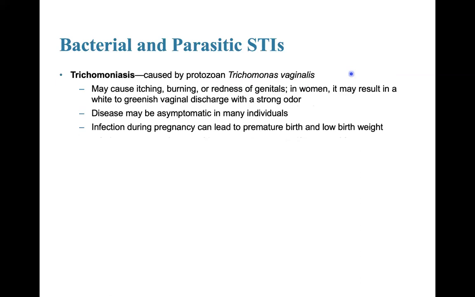Trichomoniasis is caused by a protozoan referred to as T. vaginalis or T-vag. This will cause itching, burning, and redness of the genitals in women, and it may result in white to greenish vaginal discharge with a strong odor. The disease is asymptomatic in many individuals. Infection during pregnancy can lead to premature birth and low birth weights.